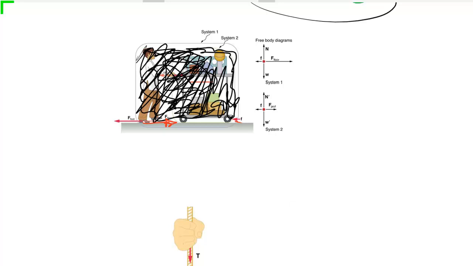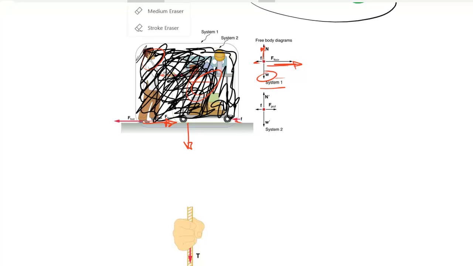And we also have a weight, right? But this would be the weight of both the professor and all the other stuff. So this W here, for system 1, is the weight of both the professor as well as the cart. The forward force we have is the force the floor exerts on the system. There's a frictional force acting back this way, and there's also a normal force acting up this way.